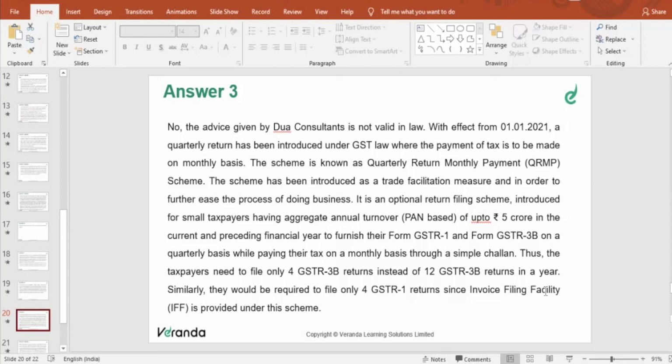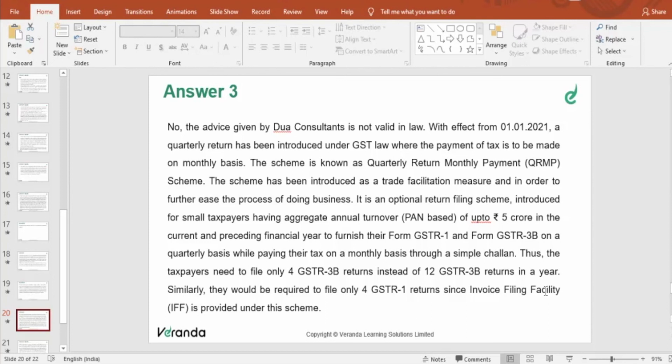There's also an invoice furnishing facility, the invoice filing facility, IFF. Recently, for whoever is tracking the current amendments, the Government of India brought in that you can only claim input tax credit based on GSTR 2B.